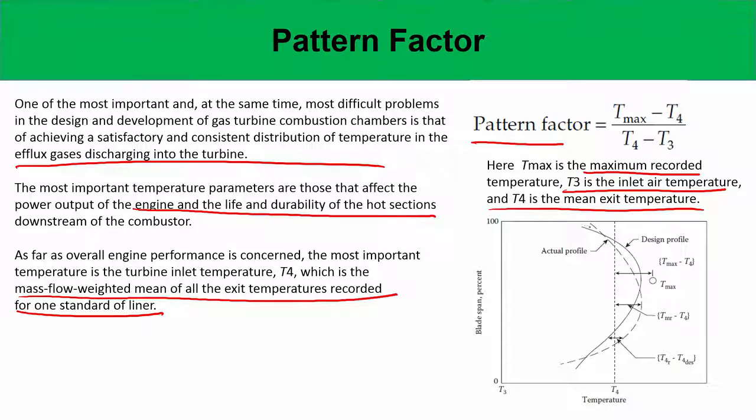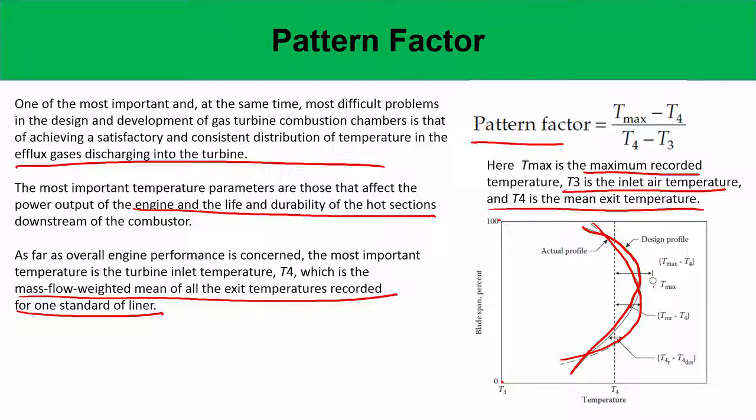So, this is how you look along a turbine blade, from 0 span to 100 span. You might want a design profile like this, but your actual profile might look like this, and then your T max can be something like this. This design profile comes from structural considerations of the turbine blades, materials, stresses, etc. And so, the idea is to minimize this pattern factor as much as possible.